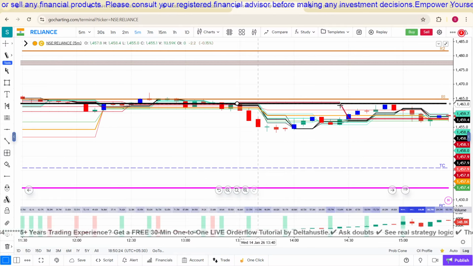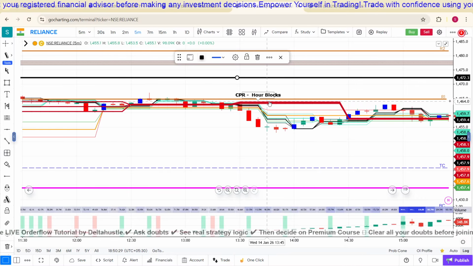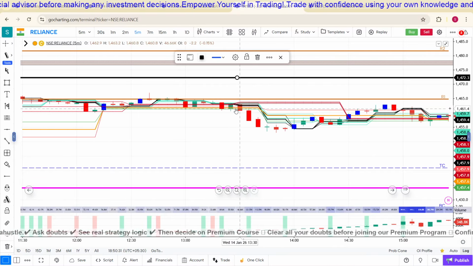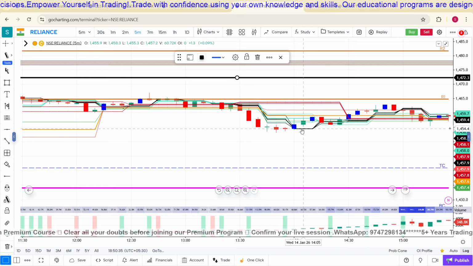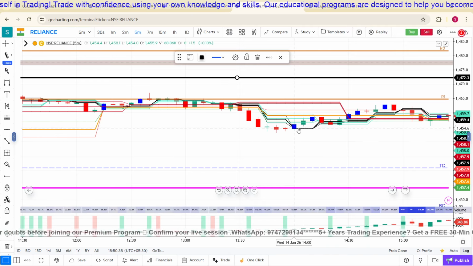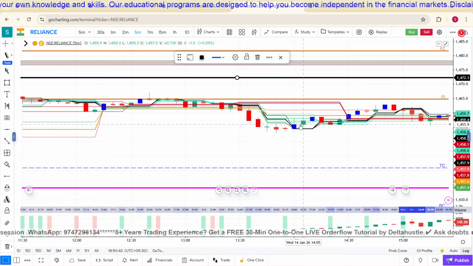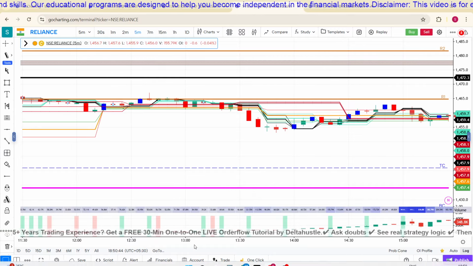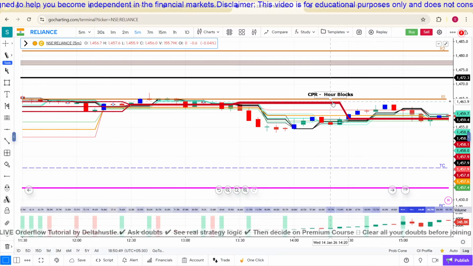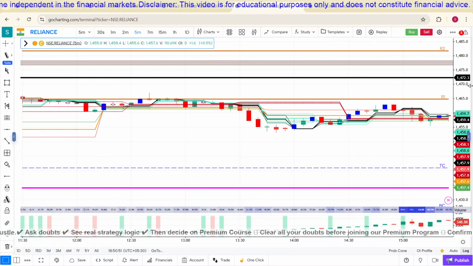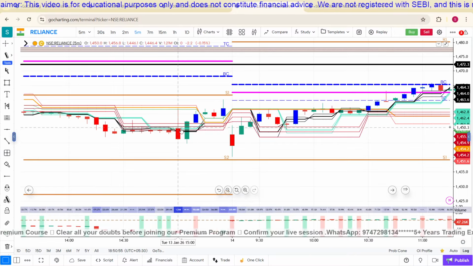You see, in all of these, everything is narrow: 90 minutes narrow, 30 minutes narrow, and a candle close to the lower. See the decline. And here only then a little change happened. The 30 minutes CPR becomes narrow, and here we are buying 1456. Our target is maximum here. Exactly, it reached there, right? Then another example.